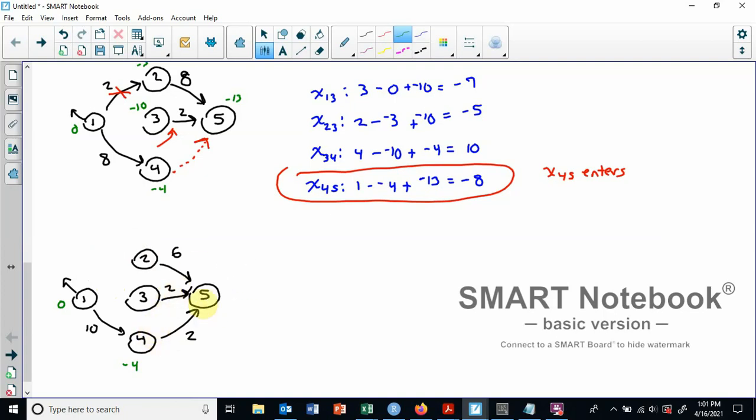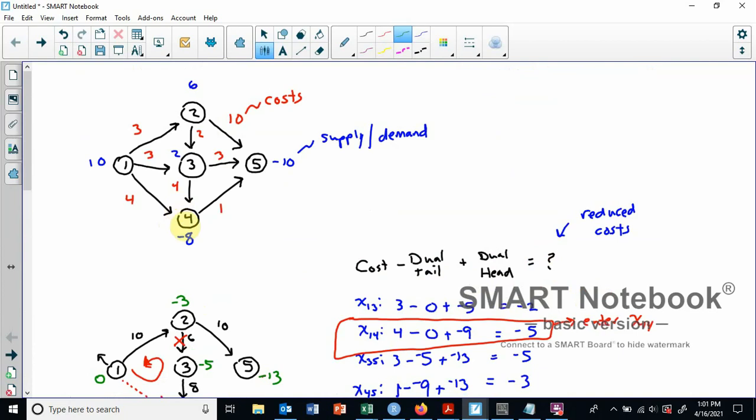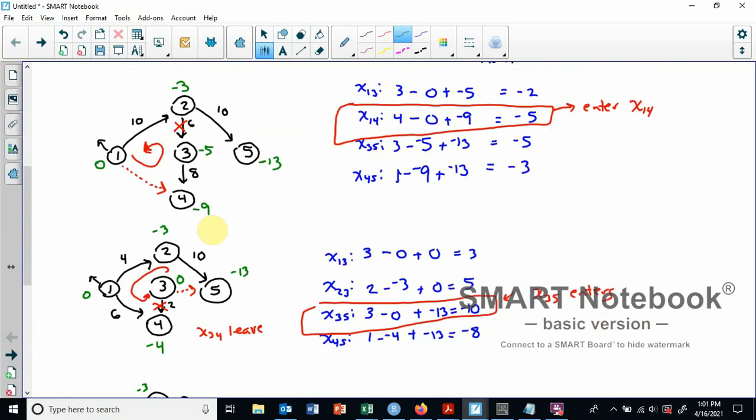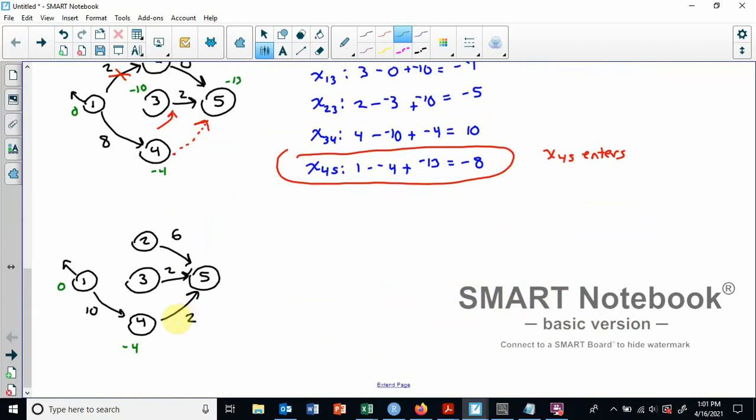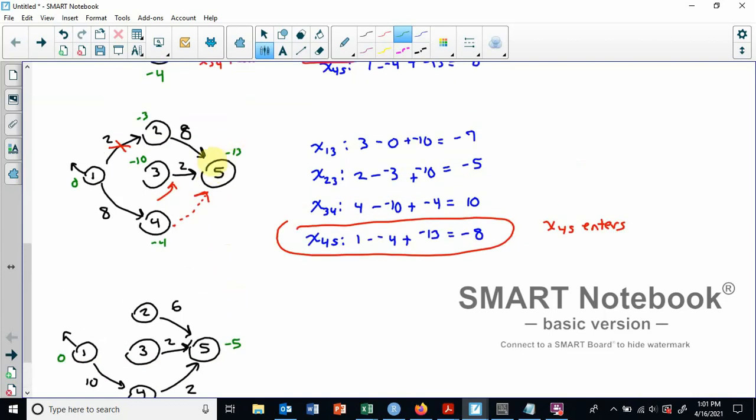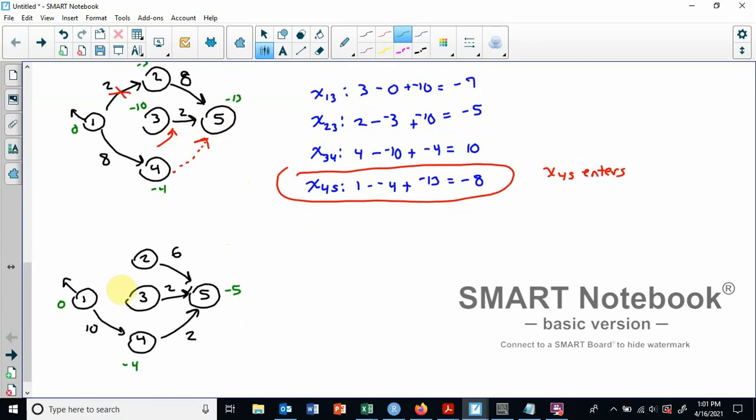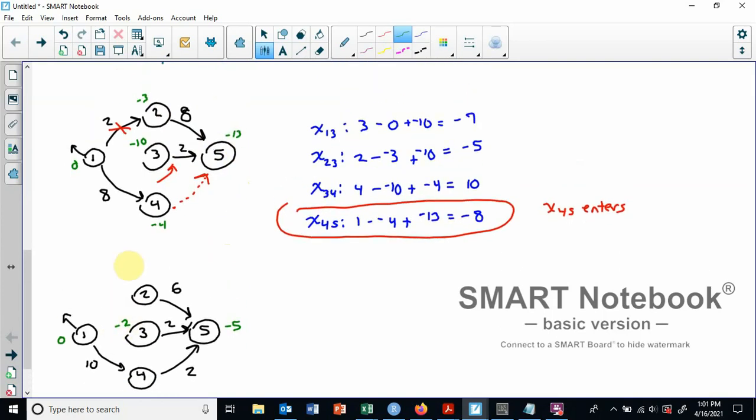So what's the cost of 4 to 5? 4 to 5 has a cost of 1. So the cost of 1 minus this dual here. So minus negative 4, so that'll be 5, so this needs to be negative 5. So let's see, how much did that change by? That changed by 8. So this should be what, negative 2, and this should be positive 5 as our dual values. Whew, that was a close one. I'm glad I caught that mistake before I tried to go any further. That would have been annoying. All right, so those are our new duals.